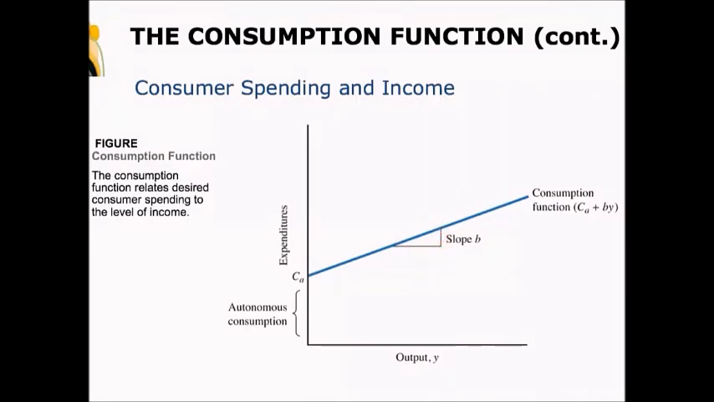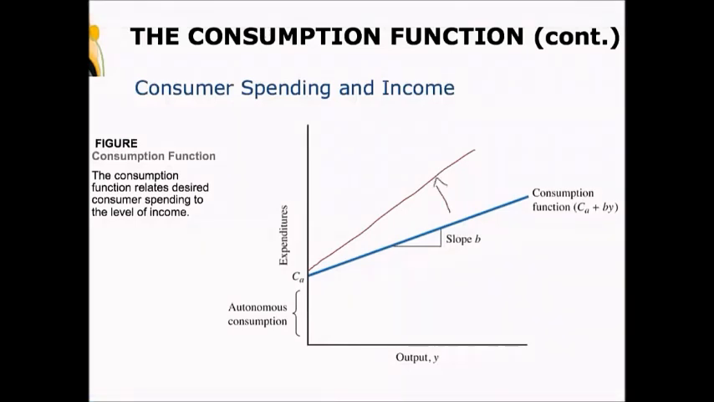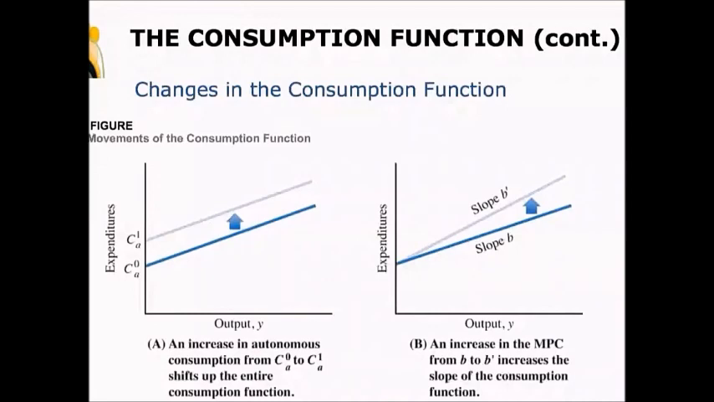So, as your marginal propensity to consume increases, we would see the consumption function getting steeper. If the marginal propensity to consume decreases, this would get flatter. These would be changes in the marginal propensity to consume. That's what we're showing over here on the right-hand side. This is an increase in the marginal propensity to consume.